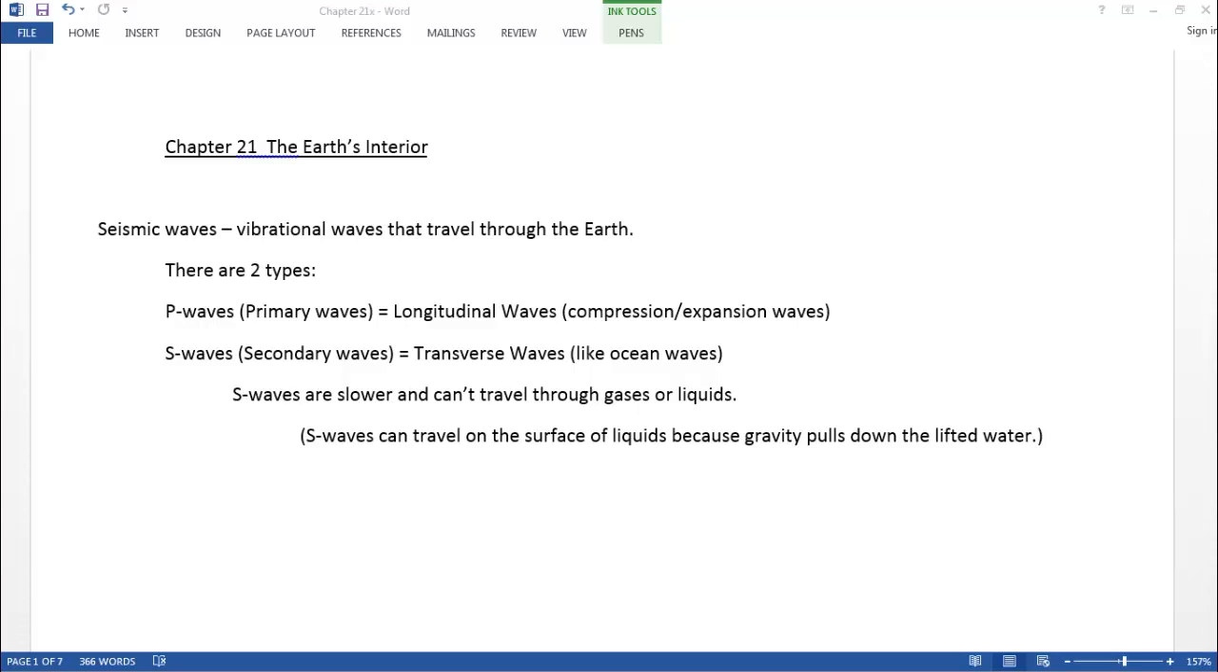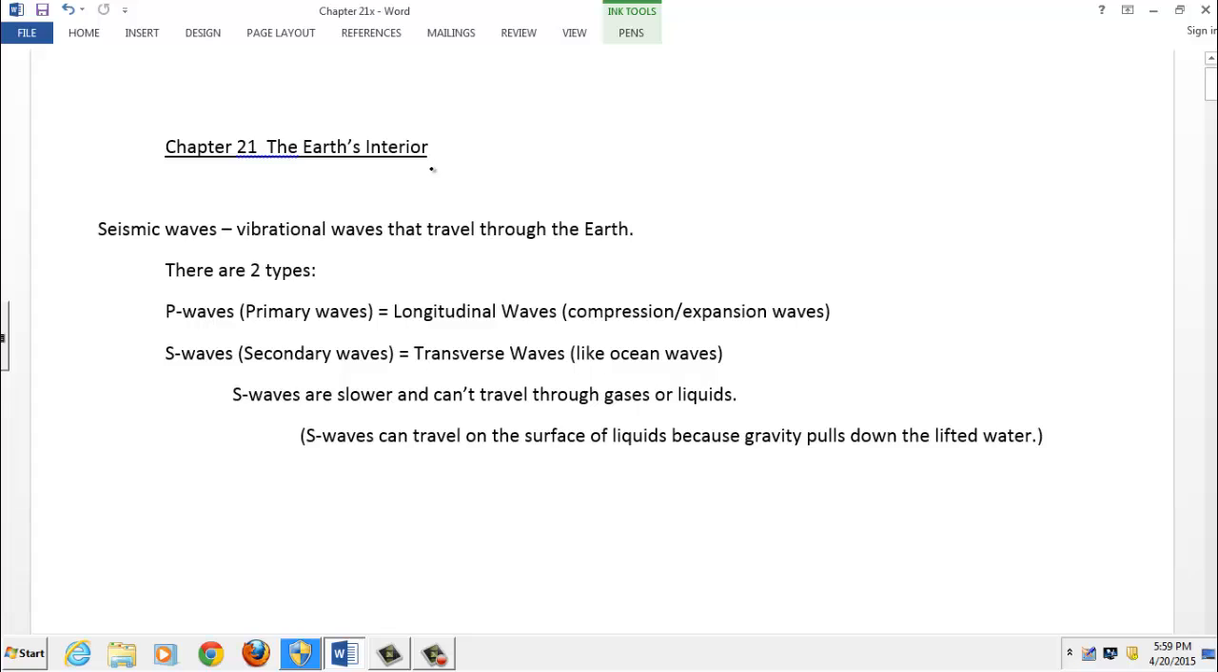Hi everyone. Let's talk a little bit more about Earth science and let's continue with the discussion of the Earth's interior. In order to understand what's inside the Earth, first we need to talk about seismic waves, vibrational waves that travel through the Earth. And it turns out there's two types, and we've seen these types of waves before. They're just going by different names.